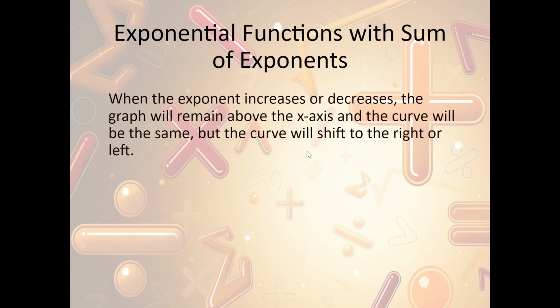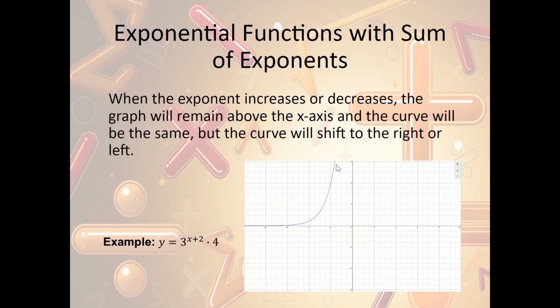Now what if we do a sum of exponents, meaning we add something to the exponent? Well, that will cause the graph to shift to the right or to the left. So for instance, we have y equals 3 to the x plus 2 times 4. So what that should look like is, notice it's the same curve, and because this is in the exponent, we're always going to go opposite. So you would think that x plus 2 means we're going to slide to the right. But because it's in the exponent, we're going to go opposite. So x plus 2 becomes a shift to the left. So notice it's the same graph as 3 to the x times 4, except we slid it to the left 2 units.